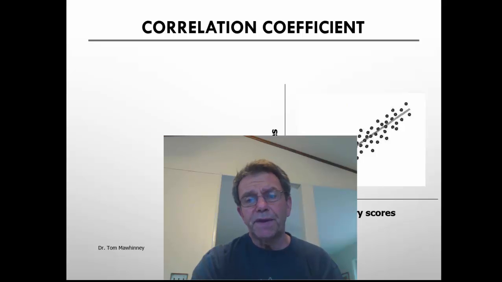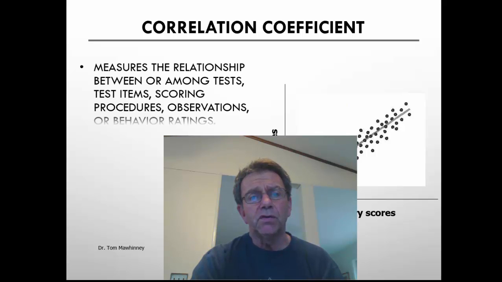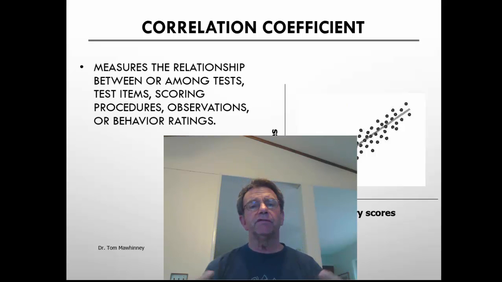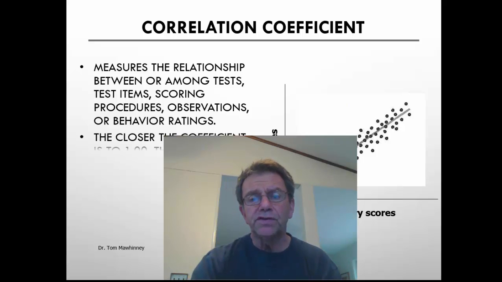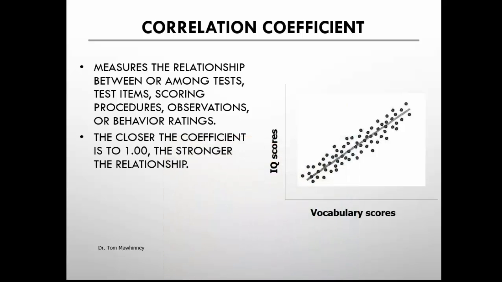Cohen and Spencer talk about correlation coefficients. I think Popham might as well. A correlation coefficient measures the relationship amongst scores or test items, scoring procedures, observations, or behavior ratings. And you can see that a consistent scoring would be close to a straight line, closer to a straight line that would be 1 over 1.